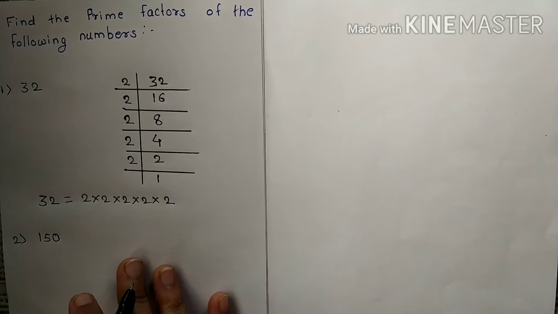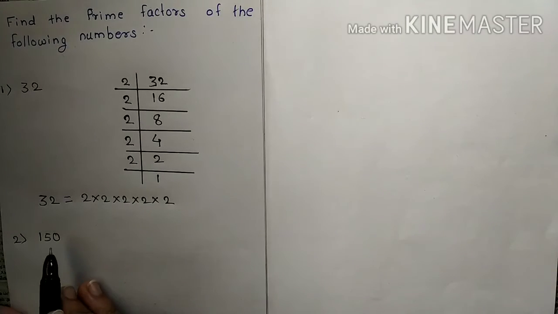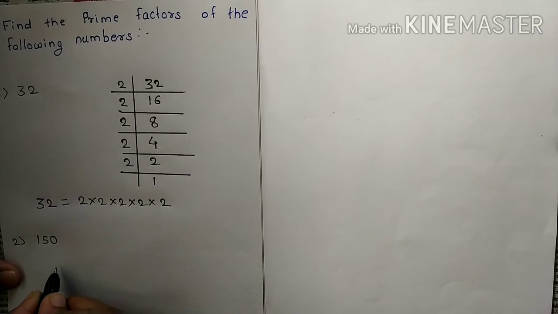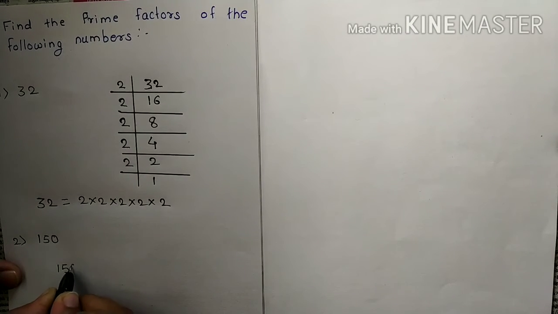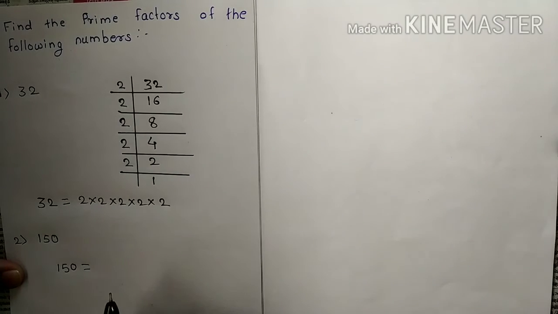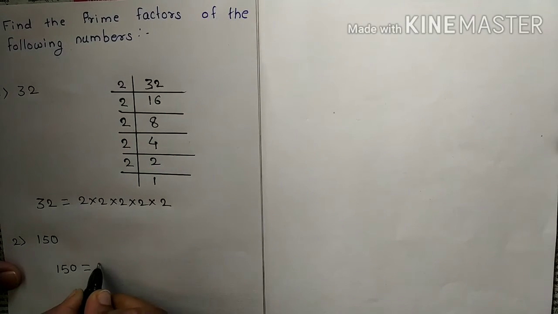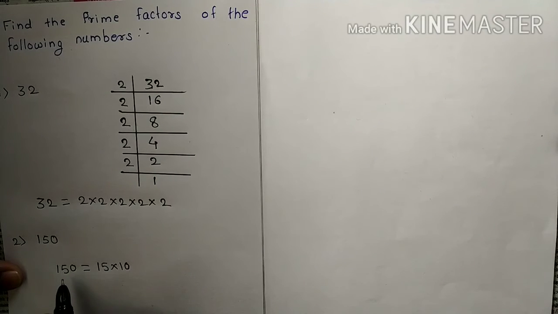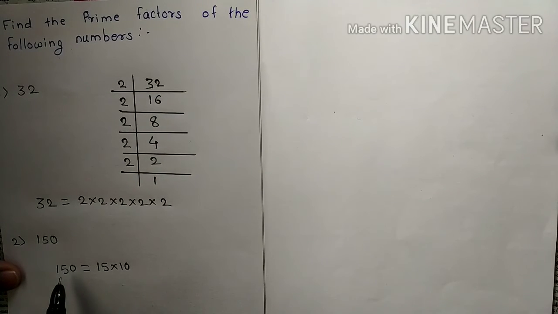To find prime factors of 150, we use horizontal arrangement. So we can write 150 as 15 into 10. That is, 15 tens are 150. Therefore we write 150 as 15 into 10.